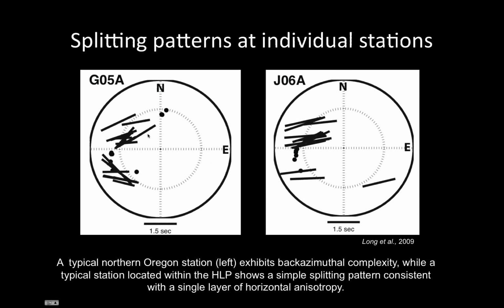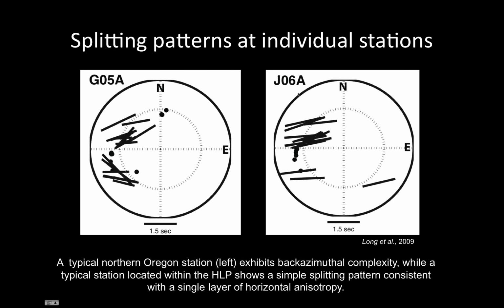This really shows up very nicely when we look at splitting patterns at individual stations, and this is just a couple of examples from two TA stations. On the left is Geo 5A, a station in the northern part of the study area. And here there's a very striking dependence of the measured splitting parameters on back azimuth, so that's very strongly indicative of complex anisotropic structure at depth. Very likely multiple layers of anisotropy. We think that there's probably a strong contribution from the lithosphere as well as the asthenosphere here that's giving us a complicated pattern.